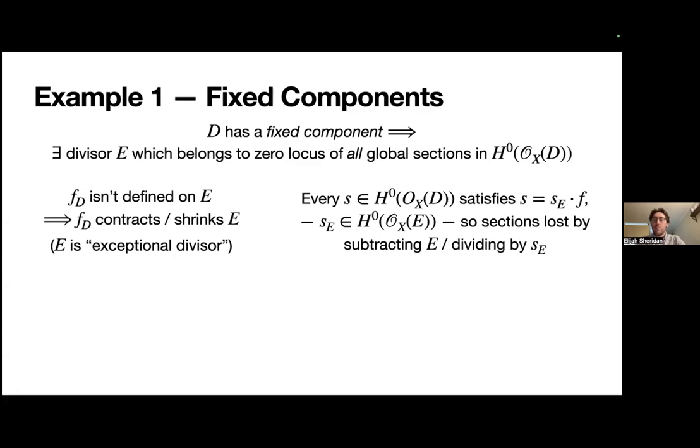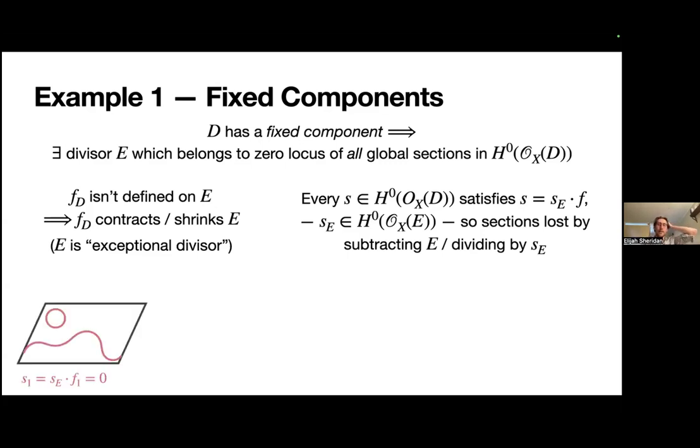The reason that this will be important to us is because there's this overall factor of S sub E in all of these sections, so dividing by S sub E, or equivalently subtracting the class E from D, will result in no loss of sections. So I've said a lot of words here. Let me draw some pictures really quick to illustrate this.